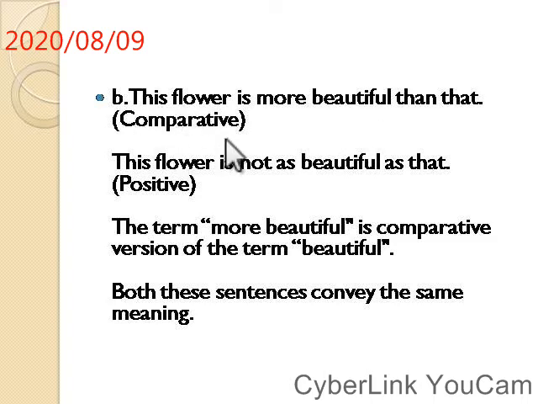Okay, this is comparative degree. How do you say that this is comparative degree? Whenever there is "than", you can say that this is comparative degree. This flower is more beautiful than that. So think what should be the positive degree. This flower is not as beautiful as that flower. The term more beautiful is the comparative version of the term beautiful. But both the sentences convey the same meaning.